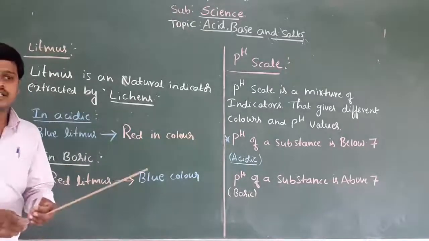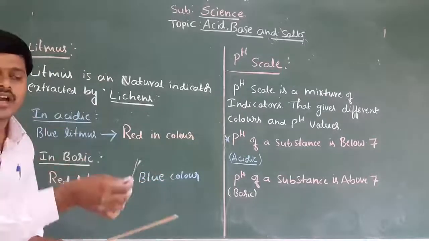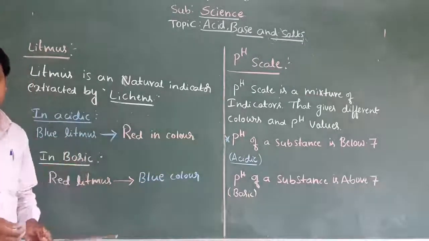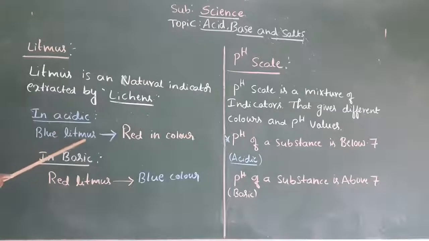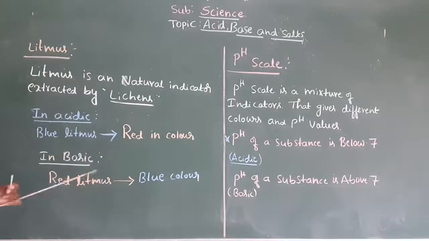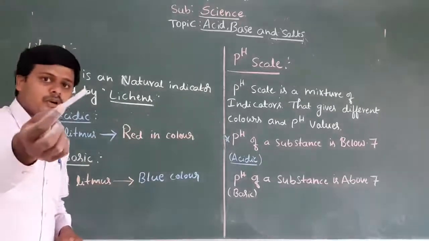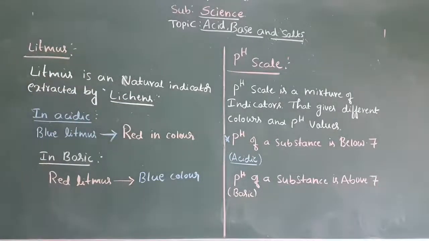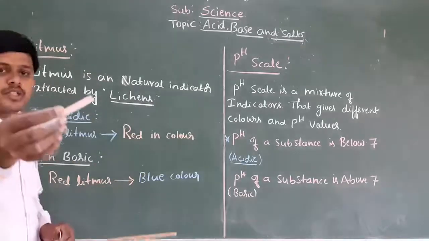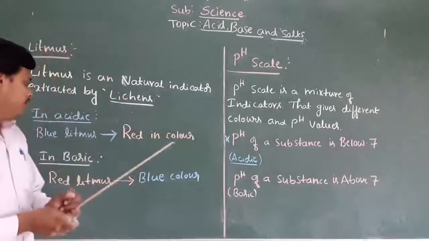So what are the changes? How will it be helpful to identify whether the substance is acidic or base? Dear children, just observe it. If it is an acidic medium, the blue litmus paper will change its color into red. If the substance is an acidic medium, this blue litmus paper will turn red. And if the substance is base, or basic in nature, this red litmus paper will turn blue in color.